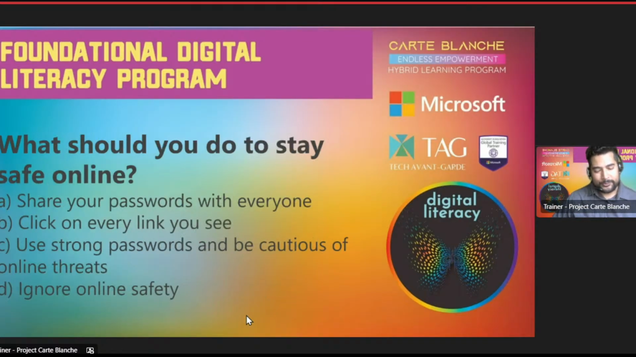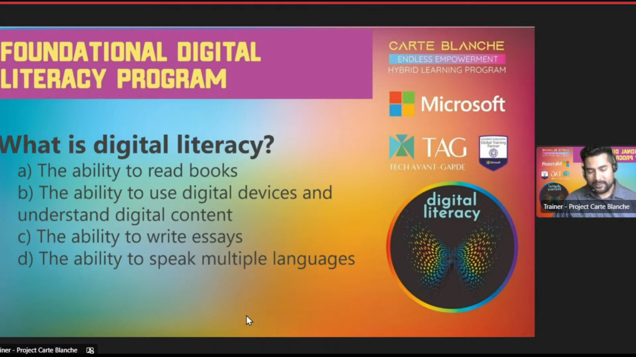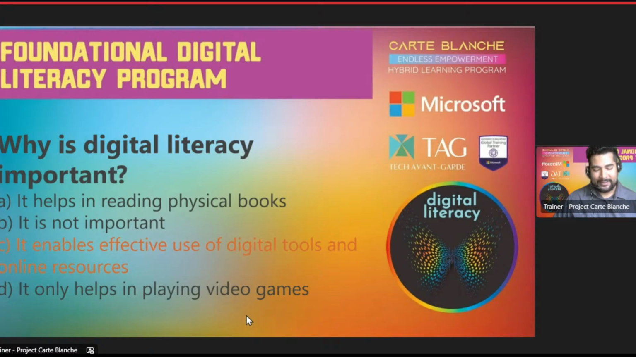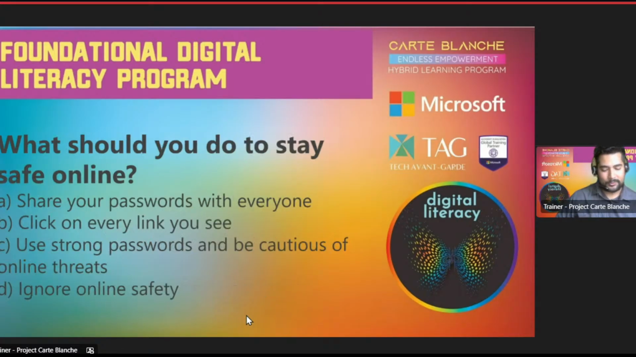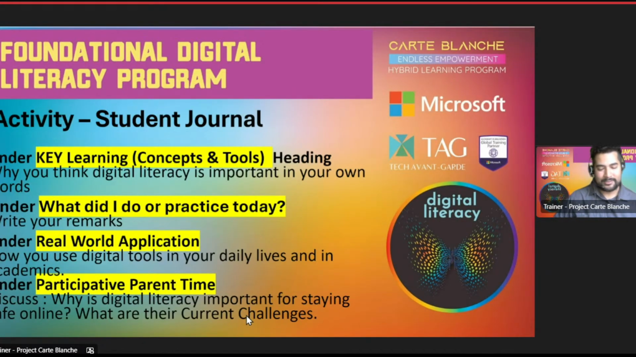What should you do to stay safe online? Share your password with everyone, or use a strong password and be cautious about online threats, right? So think about the right answer. I think you are getting it. What is digital literacy? The ability to read books, right? I think you must have thought about all these answers too. Hence, all these options are coming up.